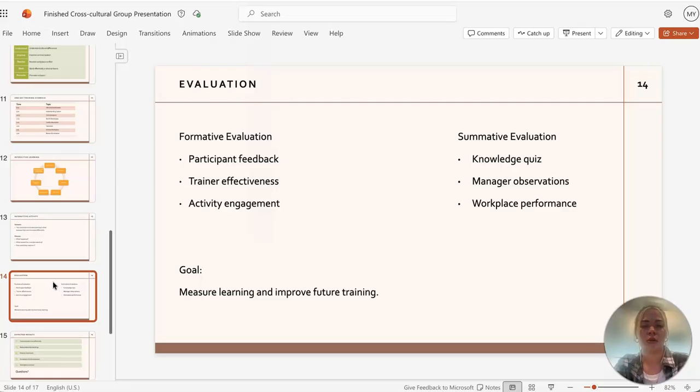To determine whether the training is successful, we'll use both formative and summative evaluations. The formative evaluation gathers participant feedback about the instructor, activities, and overall training experience. The summative evaluation measures learning through a short quiz and continued manager observations after employees return to work. Using both evaluation methods helps ensure that employees not only enjoyed the training but also applied what they learned.